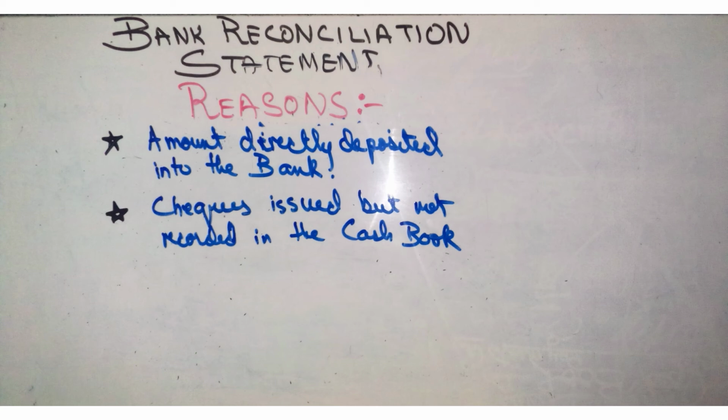Okay, now the next one is the amount directly deposited into the bank. So in this again, the amount is deposited into the bank without making an entry on the debit side of the cash book. So passbook is showing more balance and cash book is showing less balance. The last one is the checks issued but not recorded in the cash book. Passbook has debited the amount or the amount has been deducted from the bank, but we have forgotten to make entry in the cash book. So where? On credit side of the cash book.